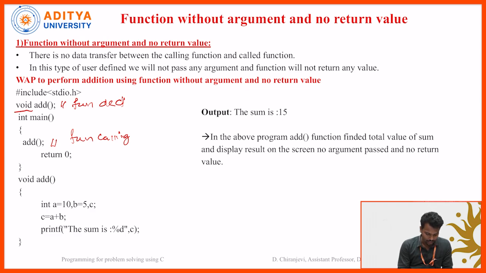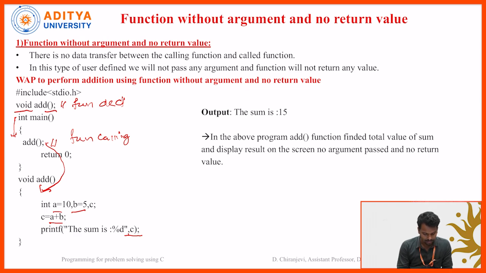Now whenever execution starts from main and reaches this function calling, from this line control will go to the definition of the add function. In the add function, a gets the value 10 and b gets 5. Then it performed addition, so c equal to a plus b, so c value is 15, and then you printed the c value here. As we are not passing any arguments, you see in the declaration after the function name add, we have not passed any arguments. That's why we say this function add doesn't have any arguments, function without argument.